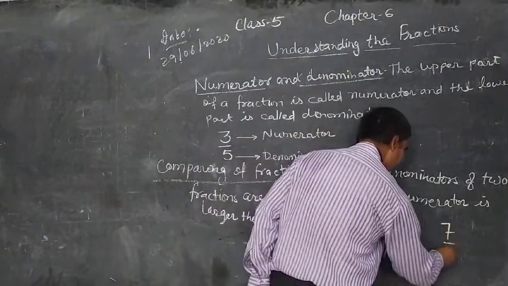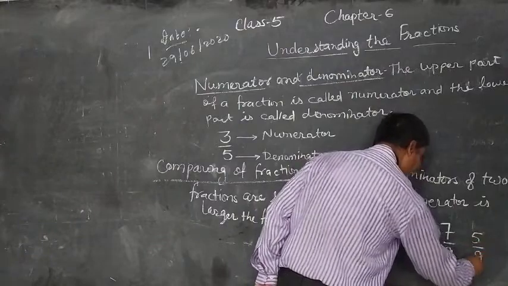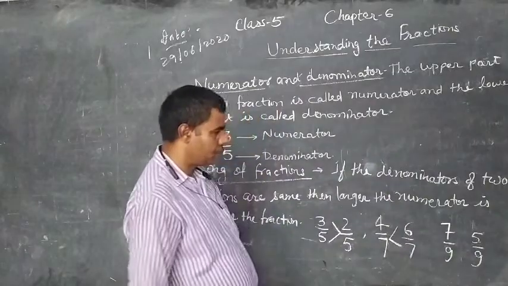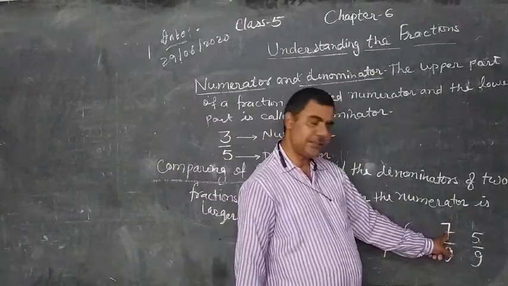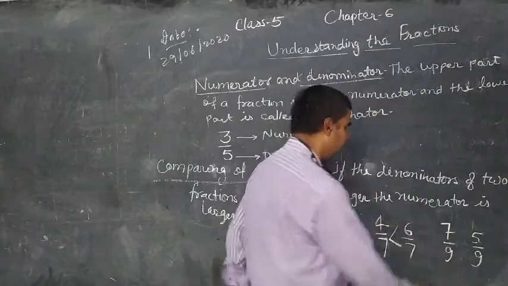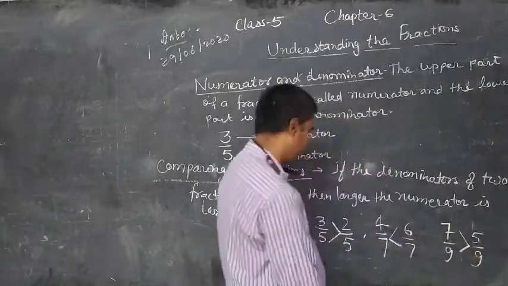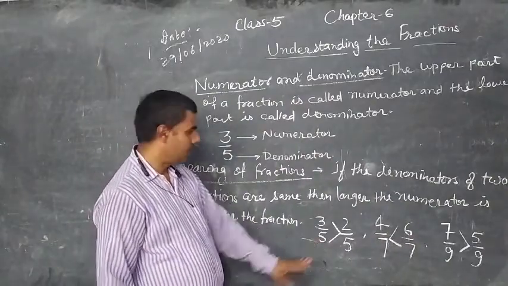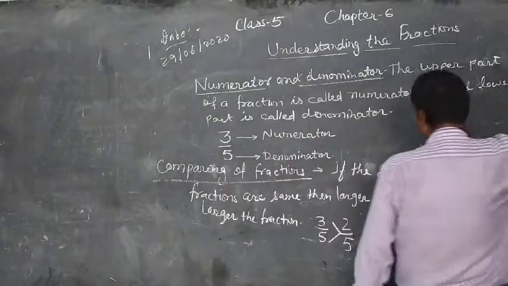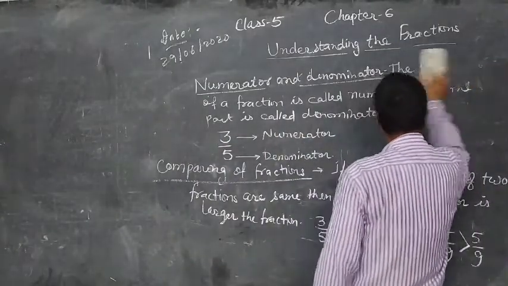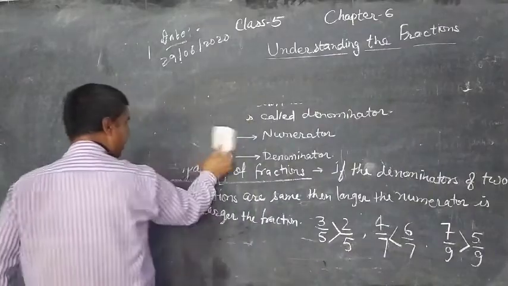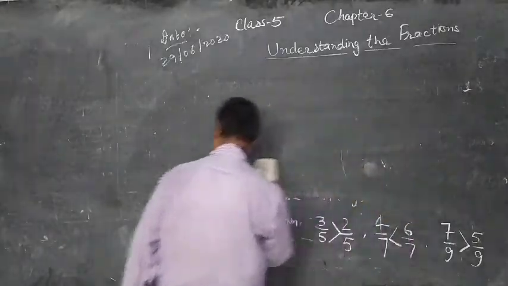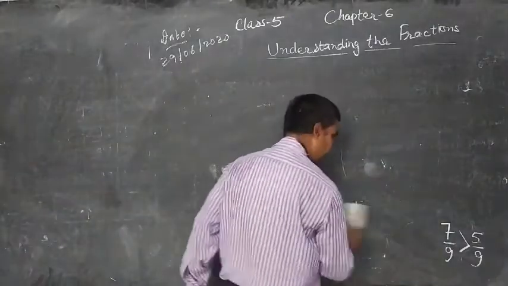7 upon 9 and 5 upon 9. Here denominators are same, so numerator larger is 7, then it is larger fraction. You understood the examples? Now, next group. Suppose we have the numerator same. Then what will be the rule?